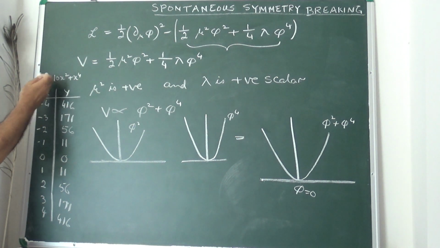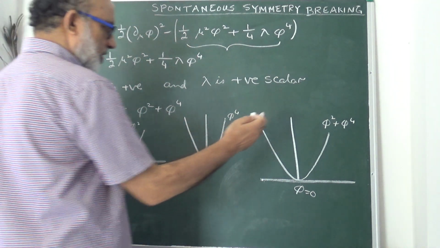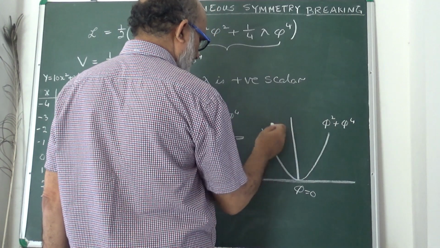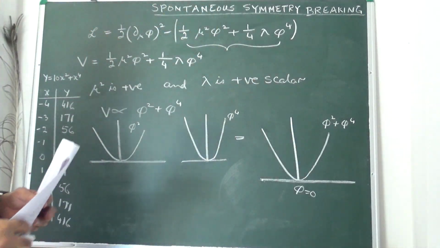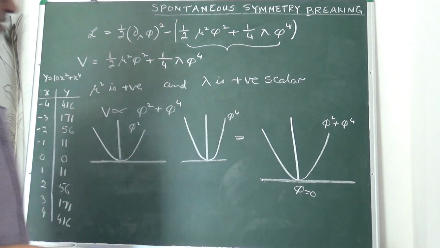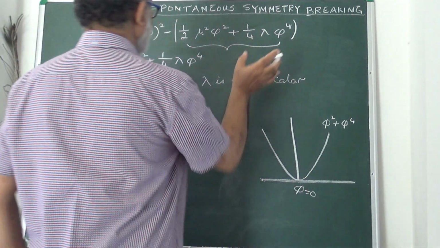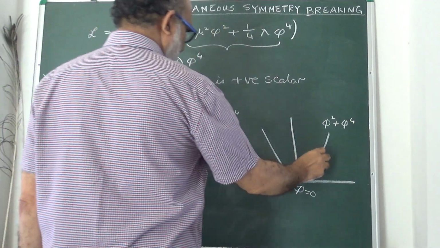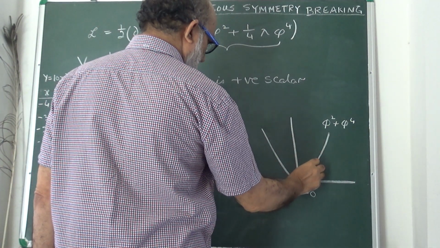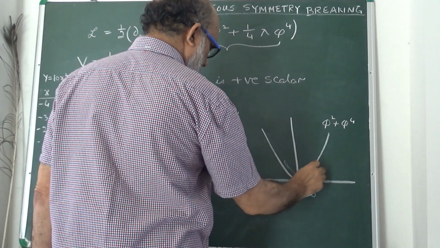The value of y is symmetric. So the graph is symmetric about x equals 0, and it's just like a parabola. The mass which is obtained from the excited field will be real, just like a particle moving inside the parabola.